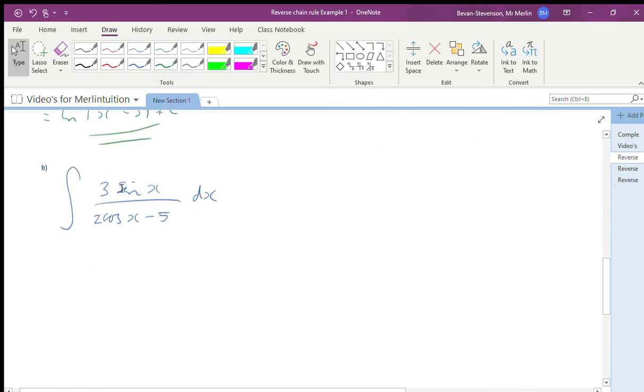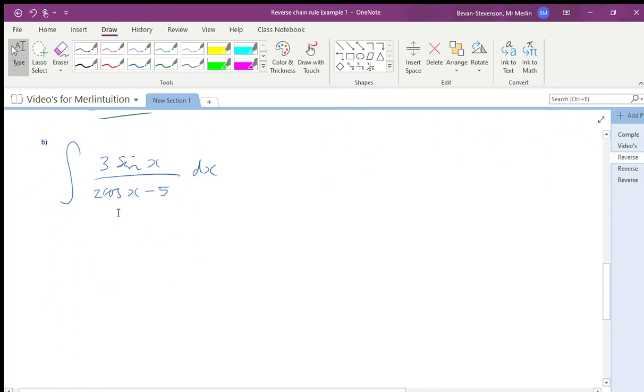We are going to integrate sine x over 2 cos x minus 5. Again, I'm going to do it properly. I'm going to call u 2 cos x minus 5. So I've got the integral of 3 sine x all over u. I want to change it to u, so we're going to use that dx by du from our chain rule.